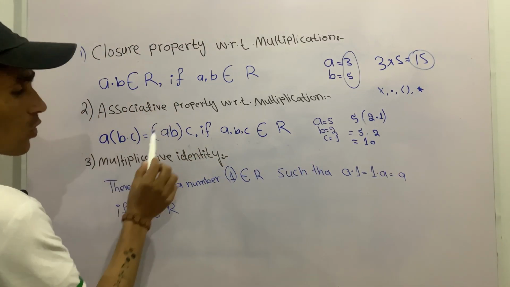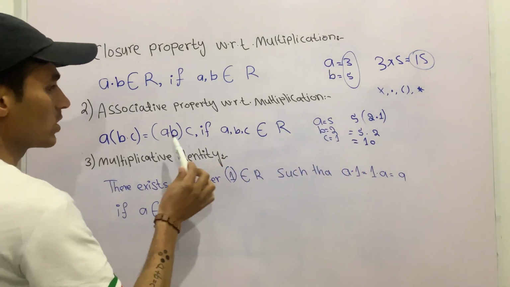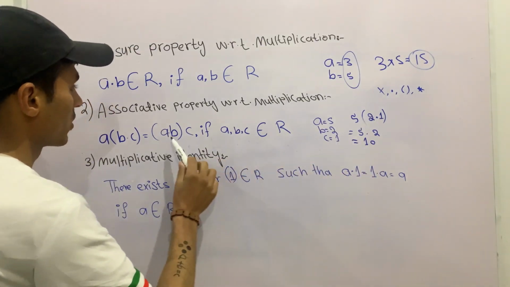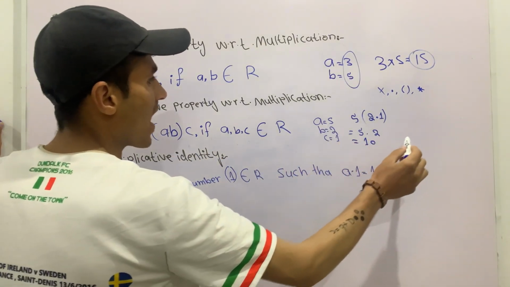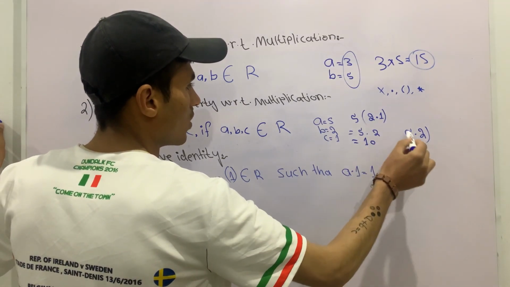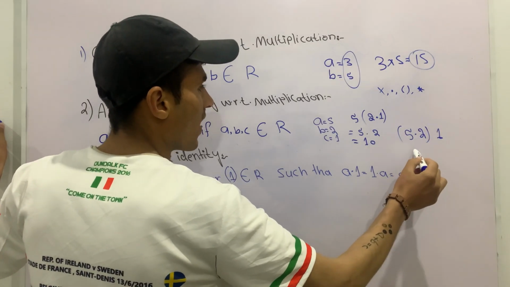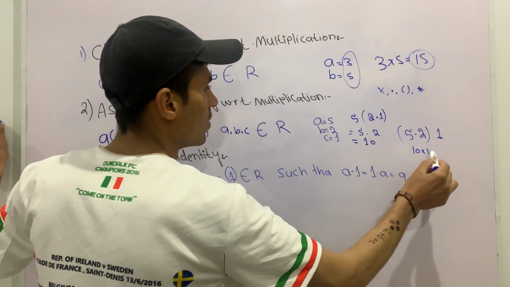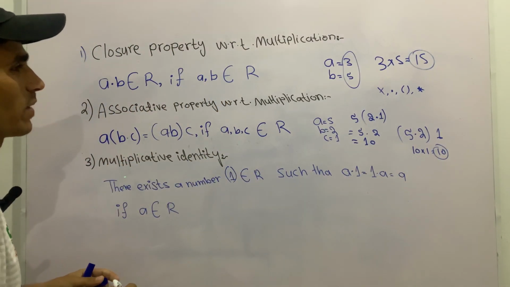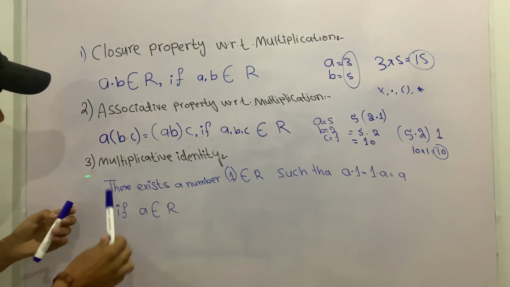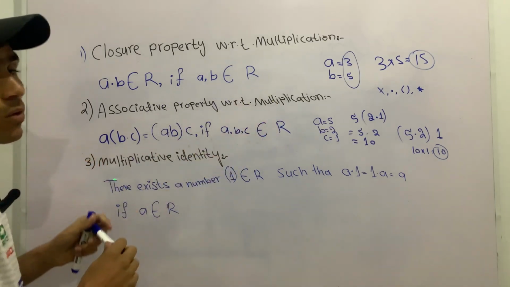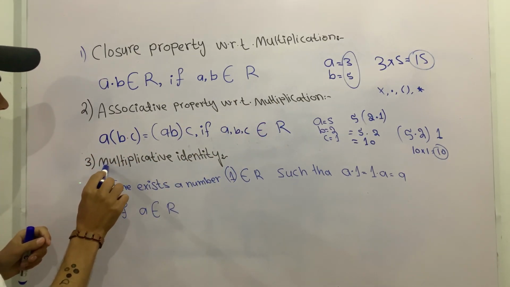If I plug these values into the second formula, the answer should be the same as 10. Let's try it out. A multiplied by B, A is 5, B is 2, multiplied by 1. 5 times 2 is 10, multiplied by 1 equals 10. 10 equals 10. This is the associative property with respect to multiplication. Okay, this is about three numbers. This was about two numbers.